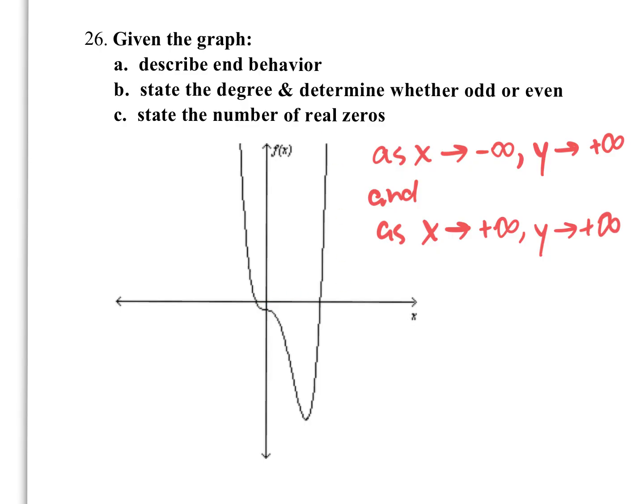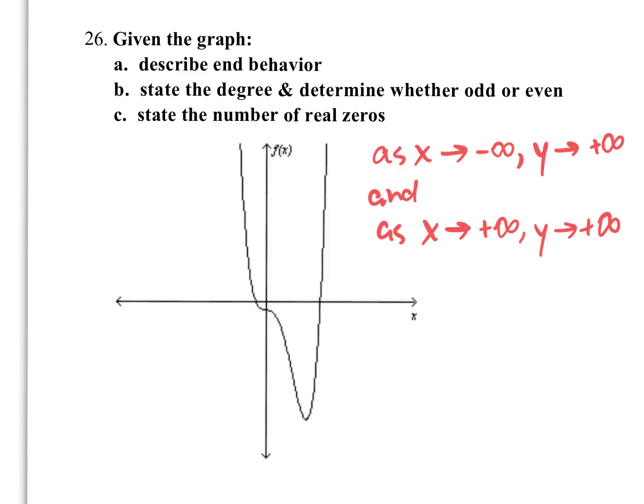If you're confused about this, just say x approaching negative infinity means as you look to the left, x approaching positive infinity as you look to the right. Y approaching positive infinity, that means as you look up. If it would say y approaching negative infinity, that would say as it's going down, right? So I hope that makes sense. That is the first part, describing end behavior.